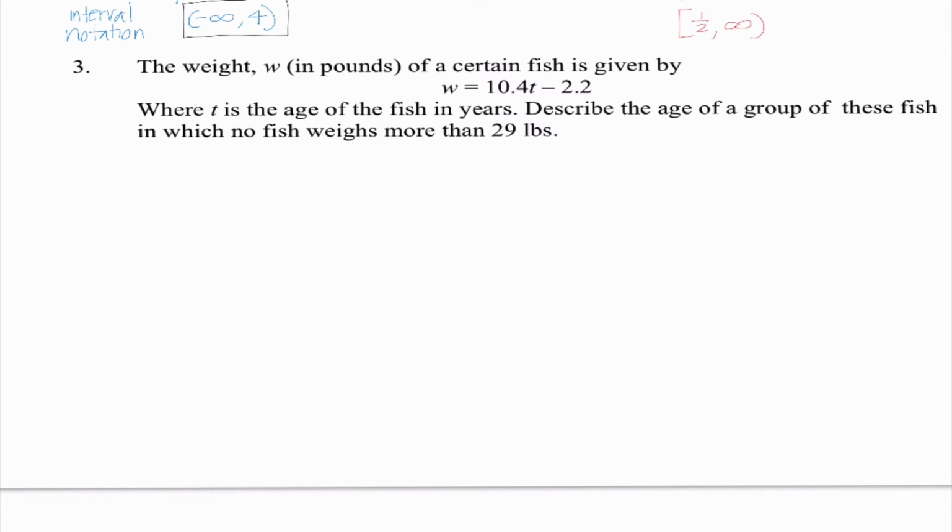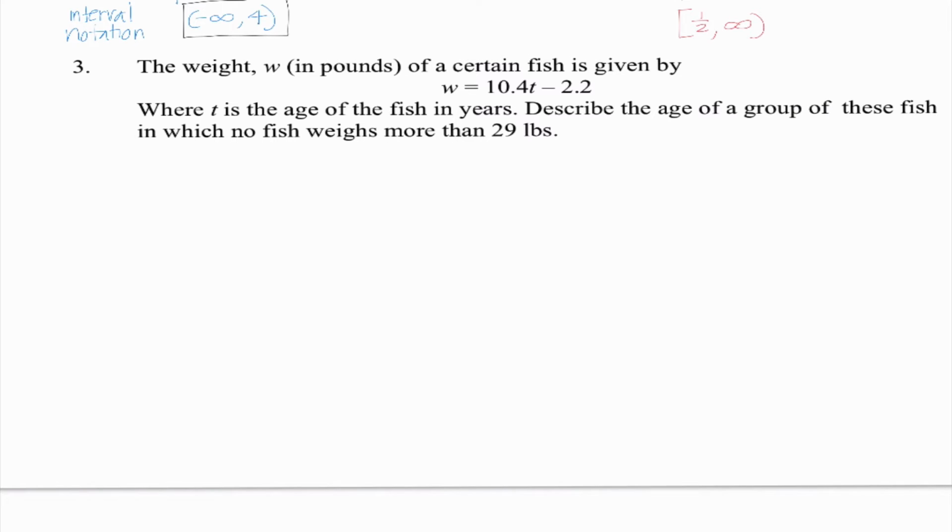Number 3, we have a word problem here, and I wanted to do one of these with you guys because sometimes it can be a little confusing. So it says the weight W in pounds of a certain fish is given by the equation W equals 10.4t minus 2.2, where t is the age of the fish in years. Describe the age of a group of these fish in which no fish weighs more than 29 pounds.